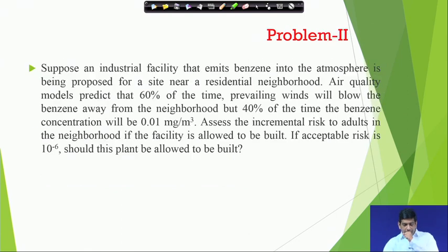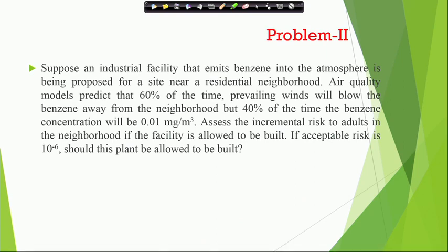And then the second one is, suppose an industrial facility that emits benzene into the atmosphere is being proposed for a site near a residential neighborhood. An air quality model predicts that 60% of the time the prevailing wind will blow the benzene away from the neighborhood, but 40% of the time the benzene concentration will be 0.01 milligram per meter cube.